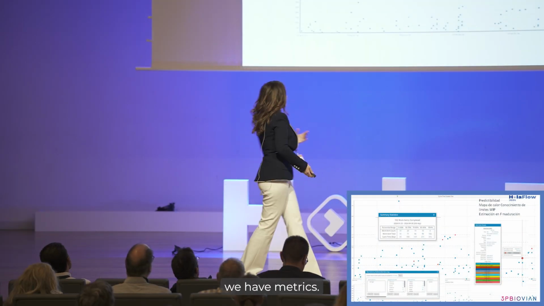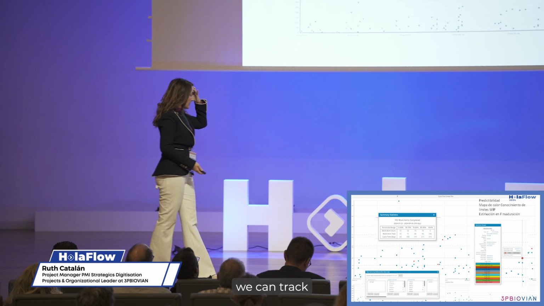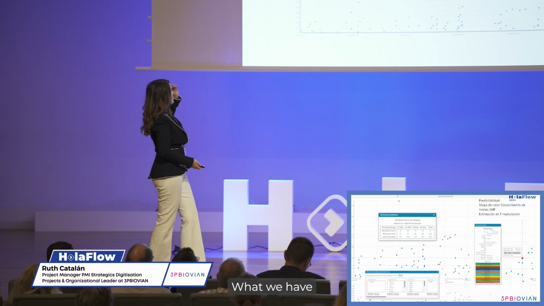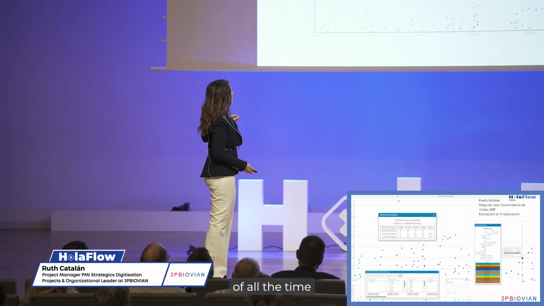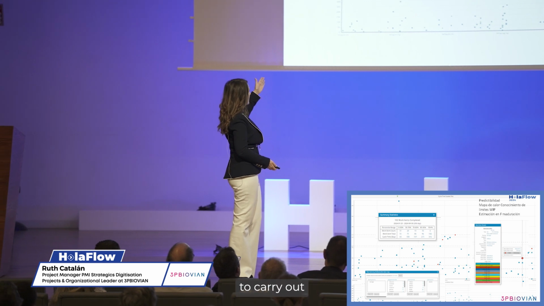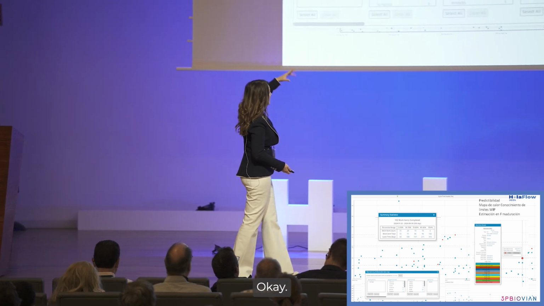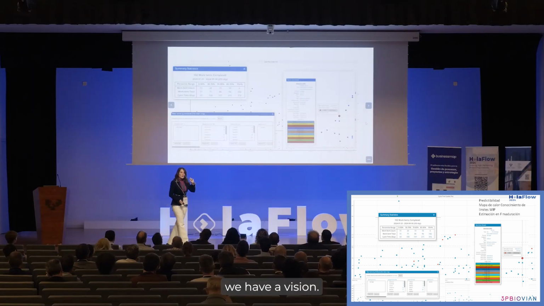This, we have metrics, and with these metrics, we can track our cycle time. What we have is therefore a reflection of all the time that it costs us to carry out each activity. Okay? As you can see, we have a vision. Those little red dots mean blockages.